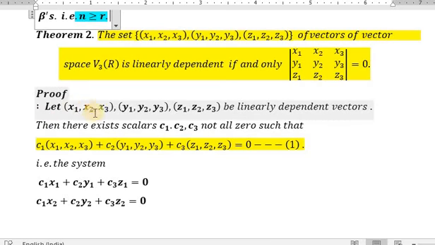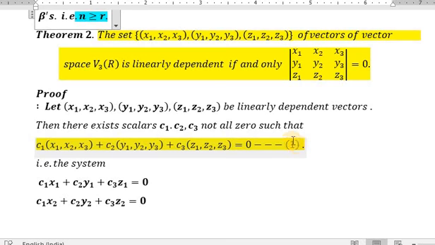Proof. Let x1, x2, x3, y1, y2, y3, z1, z2, z3 be linearly dependent vectors. Then there exist scalars c1, c2, c3, not all zero, by the definition of linearly dependent vectors. So all scalars are not equal to 0. Then the combination is as follows, that is c1 of x1, x2, x3 plus c2 of y1, y2, y3 plus c3 of z1, z2, z3 is equal to 0. Take this as equation 1.